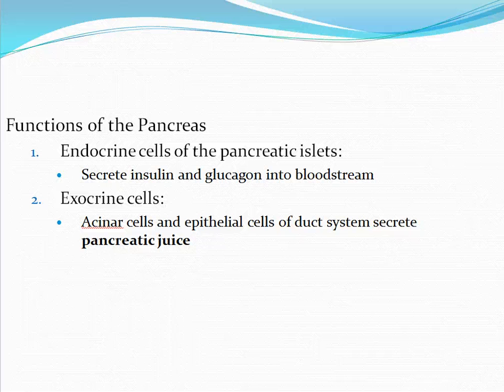The pancreas serves two main functions. It acts both as an endocrine organ as well as an exocrine organ. The endocrine cells of the pancreas are found within the pancreatic islets. They secrete two major hormones, insulin and glucagon, into the bloodstream. We will talk more about these when we cover the endocrine chapter. The exocrine portion consists of the acinar cells and the epithelial cells of the duct system. Their job is to produce the various components of pancreatic juice.